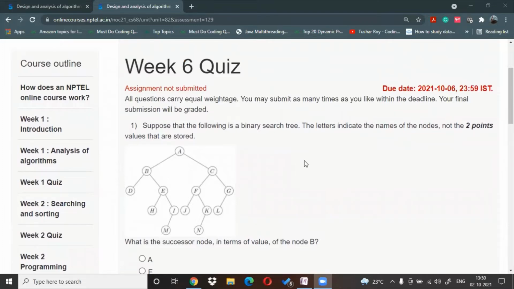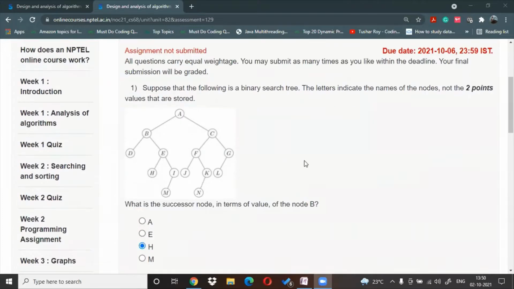So we'll be looking into the exact reason that we have selected certain options, and that will also help you out in the coming examination for the NPTEL Design and Analysis of Algorithms course. So let's look into the first problem.